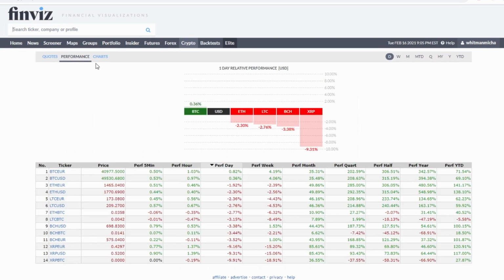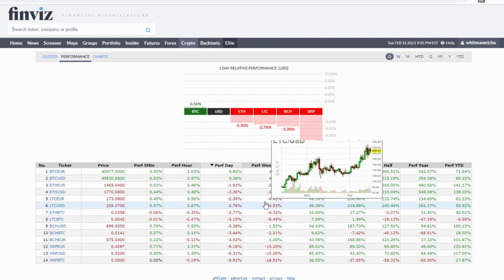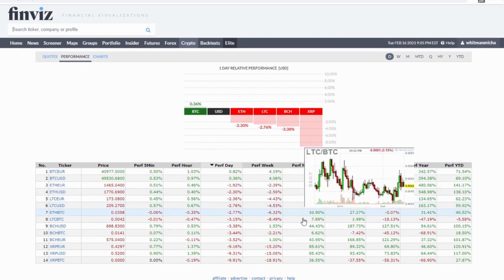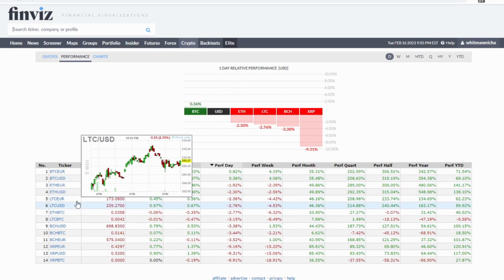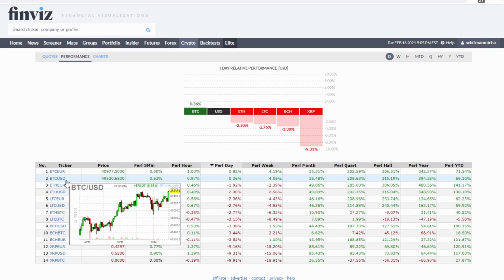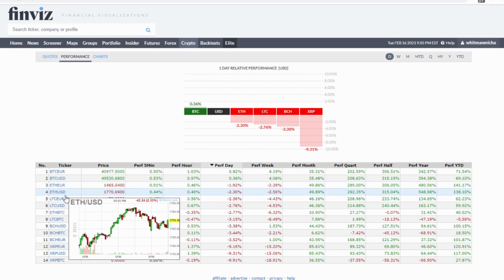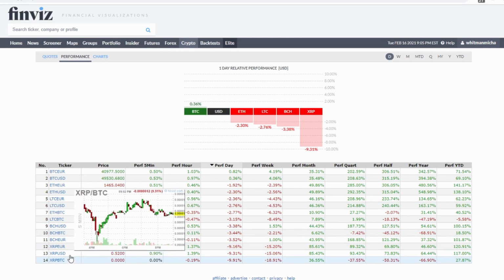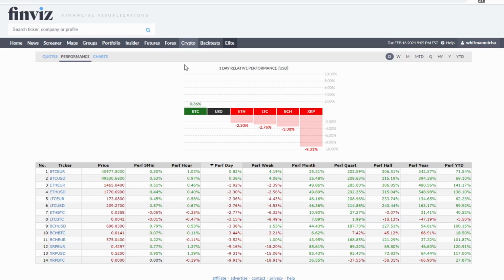And then you can go by performance, see which stocks have been performing the best. And right now, that's Bitcoin to the euro, and then next is Bitcoin to the US dollar. And then Ethereum, of course, and then XRP. They don't talk about Doge because I don't think they realize Doge yet, but they will eventually.